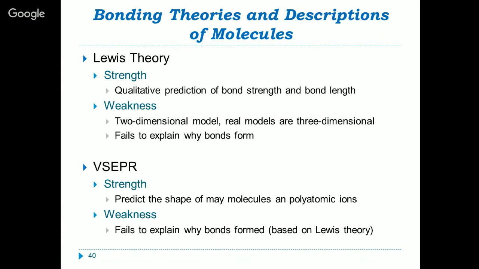So VSEPR, its strength, we know, is we can predict the shape of many molecules and polyatomic ions. So we predict shapes, right? We count our total number of electrons and decide which ones are bonding and which ones are lone pairs. Weakness, it tells us no reason why the bonds are actually formed, because VSEPR is just based off of Lewis. So we draw a structure, we count our total number of electrons so we can predict the shape.